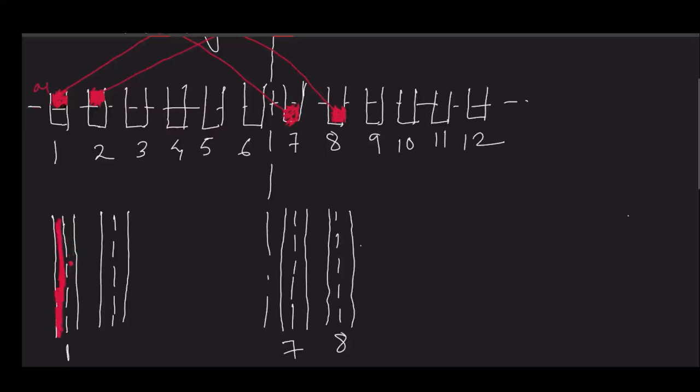Left channel upper layer. These are like the conductors, and here the right channel is the lower layer. Now, when I am talking about connecting 1 and 7, you must think about how we should connect them. Obviously, it is clear that one end is connected with 7, but how should you connect them? That is the main question here.